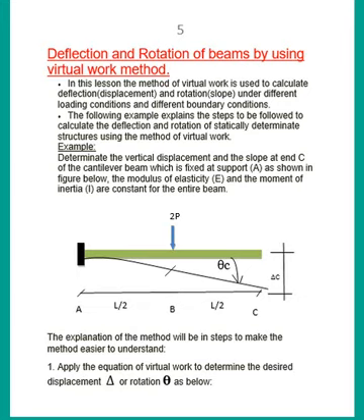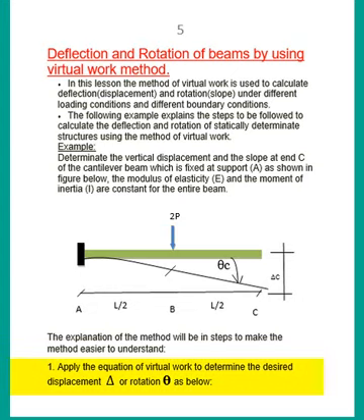Example: determine the displacement and the slope at the end point C of the cantilever beam, which is fixed at support A as shown in the figure below. The modulus of elasticity E and the moment of inertia I are constant for the entire beam. The explanation of the method will be in steps to make the method easier to understand.